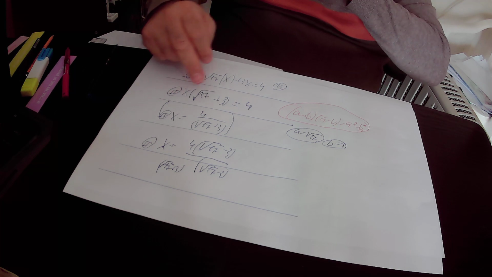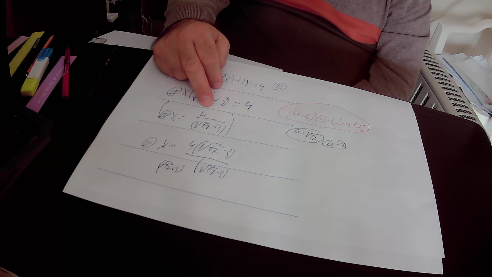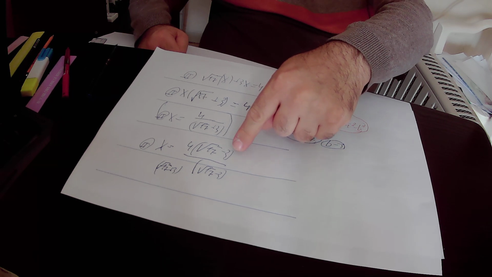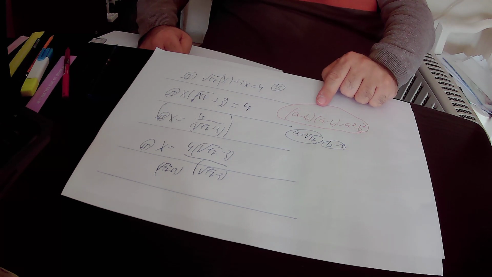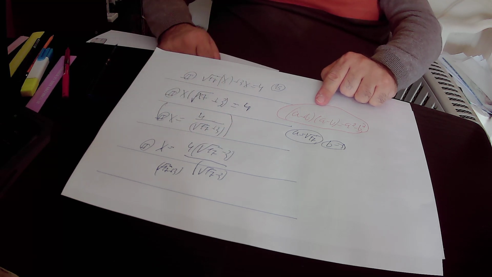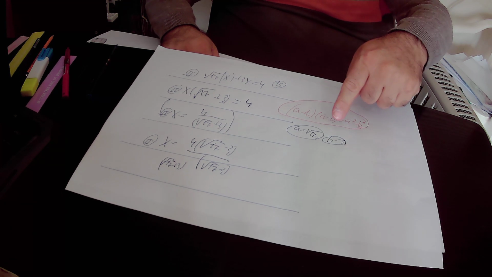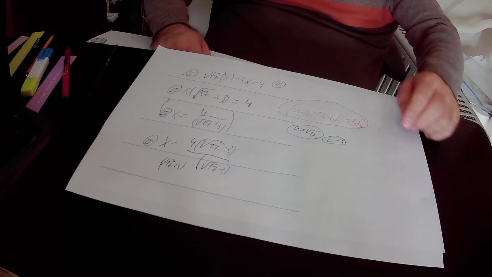Here we multiplied this expression by square root of 17 minus 3, and then we divided it by square root of 17 minus 3, and we use this algebraic identity in order to find out the value of this expression. A plus B times A minus B equals A squared minus B squared. A equals square root of 17, and B equals 3. So A squared is 17, and B squared is 9.